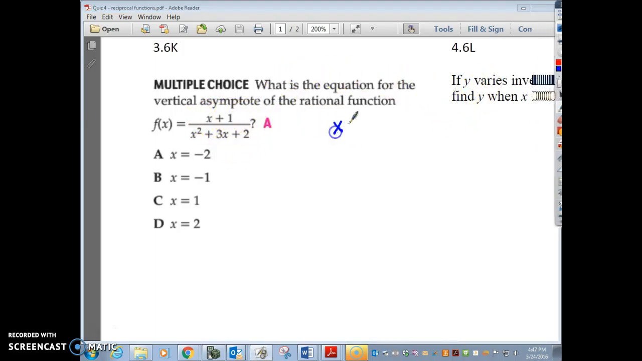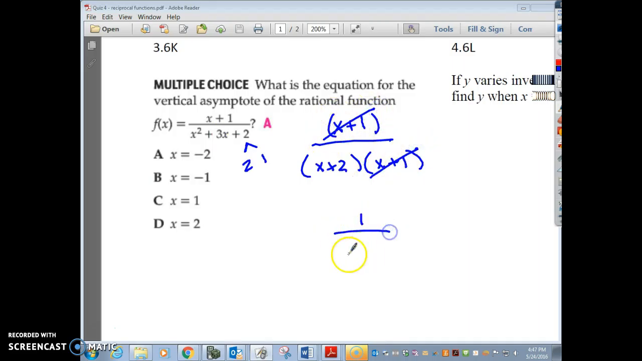So we have an x plus 1 here at the top. The bottom, let's see if this is quadratic, so we might be able to factor it. What are the two factors of 2? 2 and 1. 2 plus 1 is 3. So my factors are x plus 2 times x plus 1. Look at that, x plus 1 goes away, so I have 1 over x plus 2 left over, right? So this is the reduced rational expression.